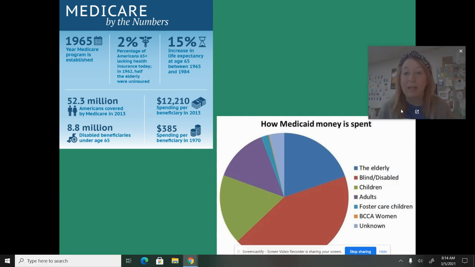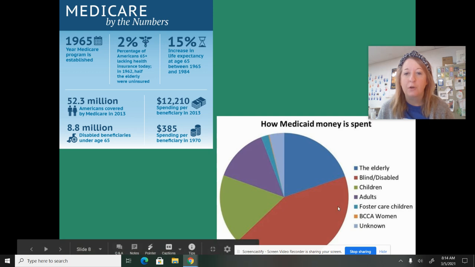When it comes to Medicaid, again, health insurance for the low income, I just want to show you guys that it's really more than that. It's much deeper. Yes, you have a lot of low-income adults taking advantage, but you also have children, those who are blind and disabled, and foster care children as well.